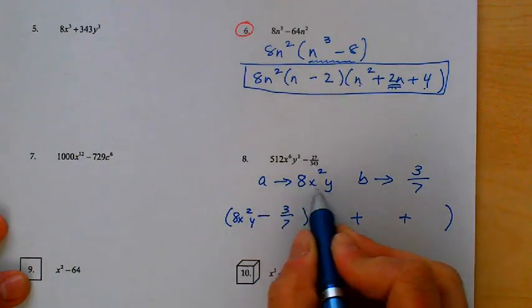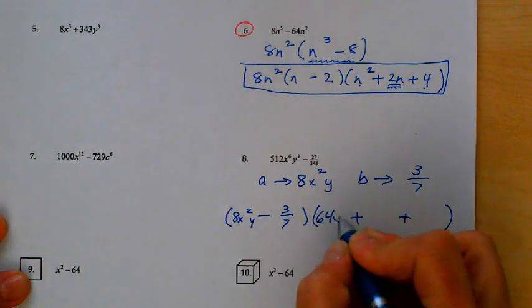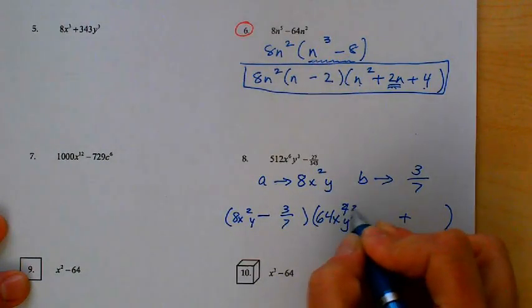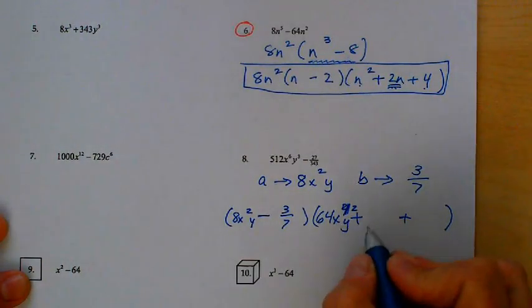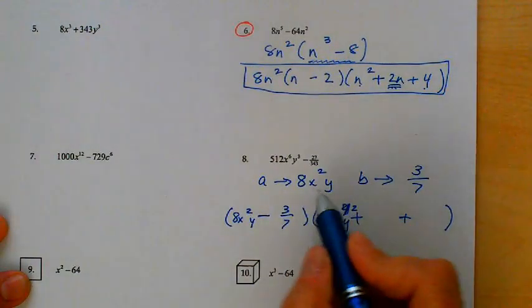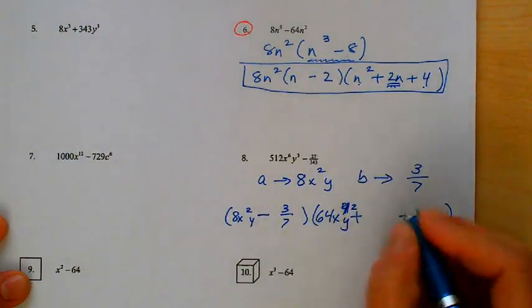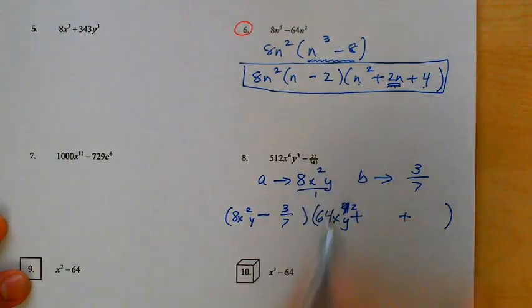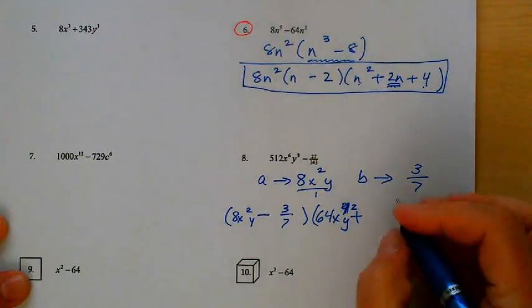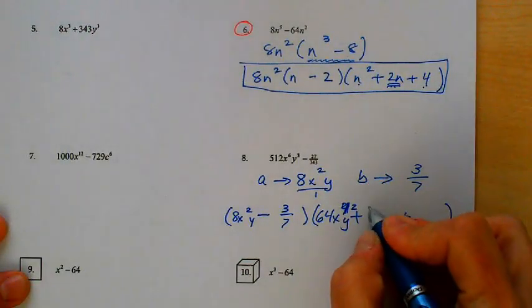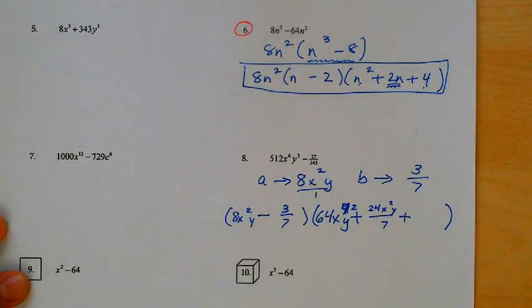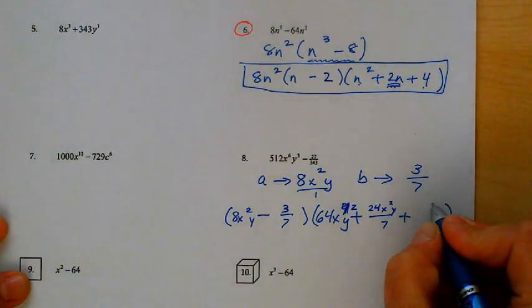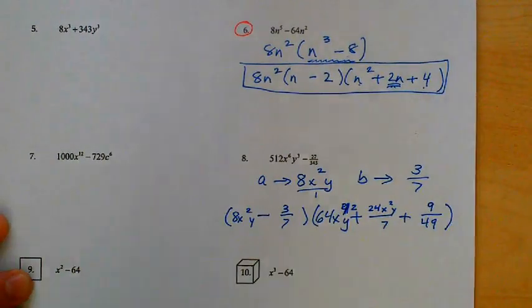All right, I'm going to have a square here, so take 8x squared y. Think about multiplying it with itself. We get 64x to the 4th y squared. And now we've got to muscle through the single product. We just have to multiply 8x squared y with 3/7. Well, if we think about that as being over 1, I will multiply the numerators and multiply the denominators. Oh, that wasn't so bad. And lastly, we will square 3/7, square the numerator, square the denominator, and that's as far as we can take it.